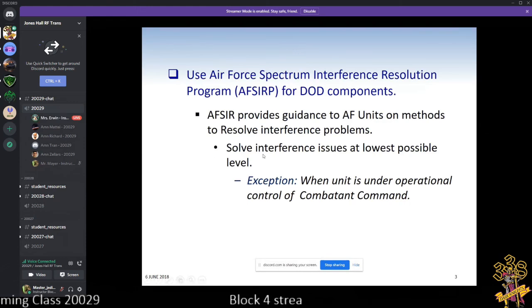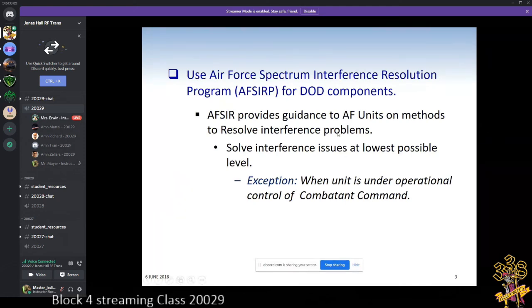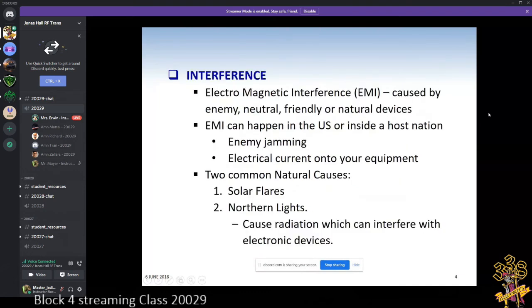You always want to solve your interference problems at the lowest level, except if your unit is under operational control of a combatant command. You don't want combatants out there and you not providing communication. So if you're under operational control of a combatant command, then you are going to immediately upgrade the problem, or upstream the problem.